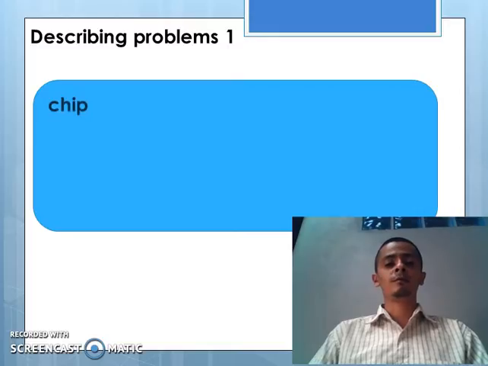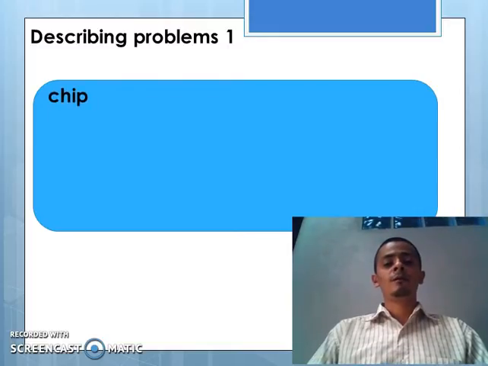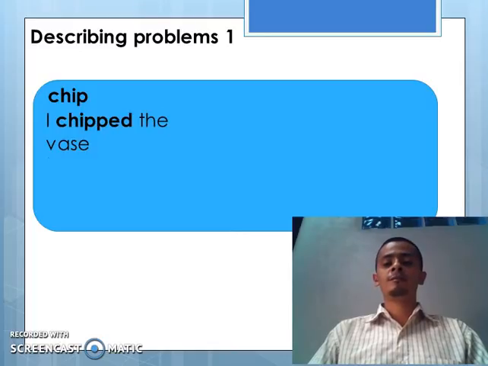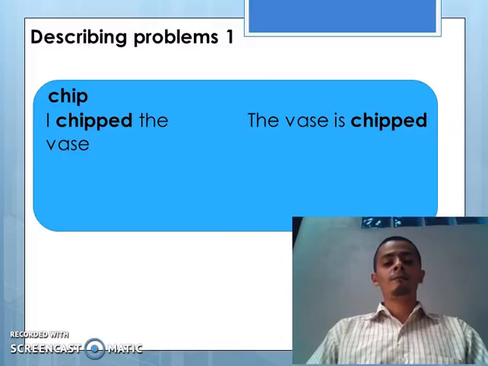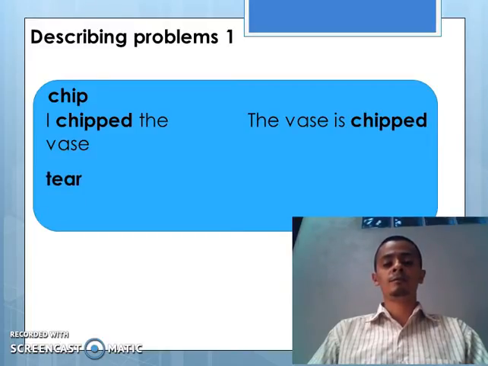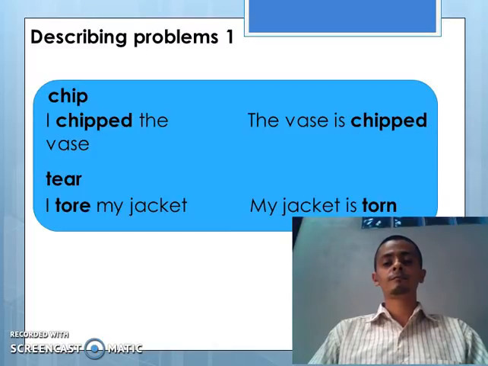For example, the verb chipped. With simple past, I chipped the vase. With past participle, the vase is chipped. But many irregular verbs have different simple past and past participle forms. For example, the verb tear. With simple past, I tore my jacket. And with past participle, my jacket is torn.